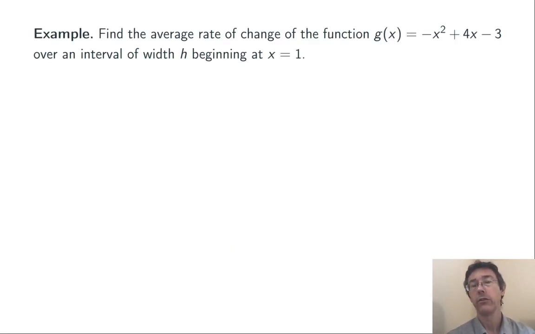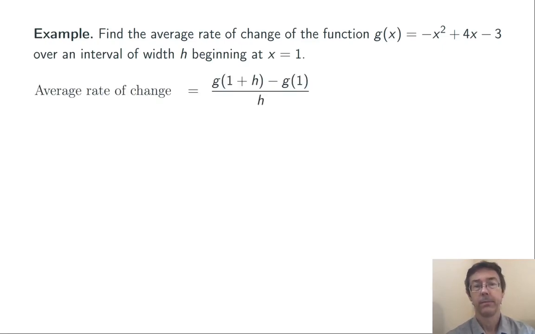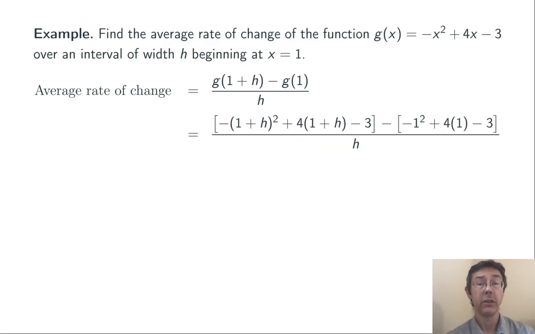Let's go back to that function g of x from a few slides ago and use this new perspective to calculate some rates of change. We're going to be interested in the interval starting at x equals 1, so that's our a value, and having width h. So we're going to use that formula we saw in the previous slide, g of a plus h minus g of a all over h. By the way, that still represents the change in the y values divided by the change in the x values over this interval. Now we plug 1 plus h in to g, and we plug 1 into g.